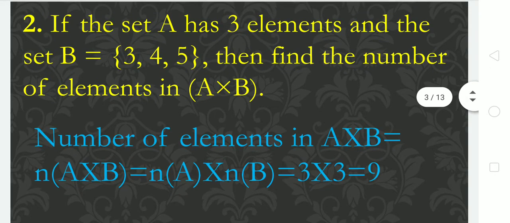If the set A has 3 elements and the set B is {3, 4, 5}, then find the number of elements in A cross B. So the number of elements in A cross B, that is n(A cross B), is equal to n(A) cross n(B), which is 3 times 3, that is 9.